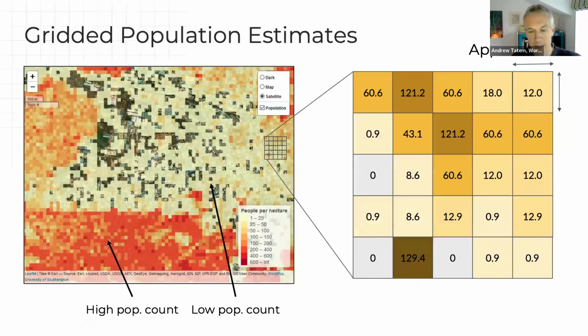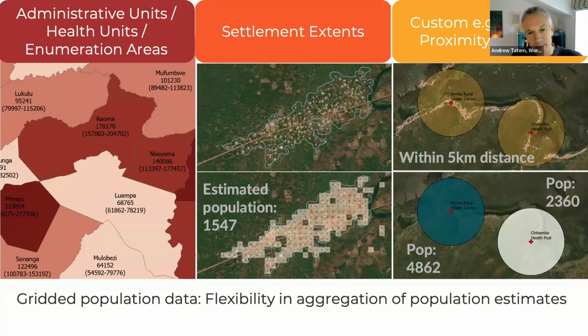If you go to the next slide, this is really what we're producing, approximately 100 by 100 meter, though in the case of these analyses, we're working at a 1 kilometer scale of estimates of population for each one of those grid squares. And obviously the uncertainties are huge when we're estimating for an individual grid cell, but the value of these types of data, if you go to the next slide, is being able to aggregate to different types of units, whether it's administrative units, health units, enumeration areas, numbers of people within the boundaries of a settlement.